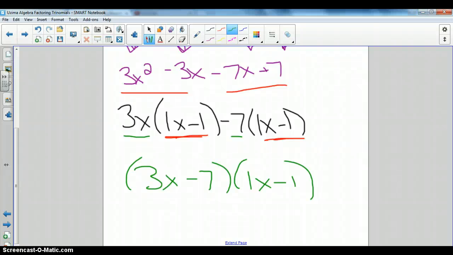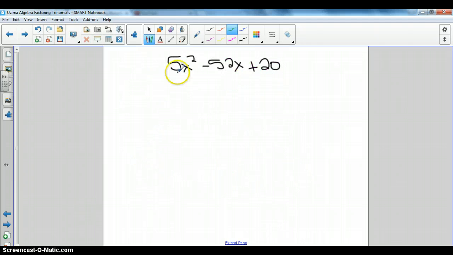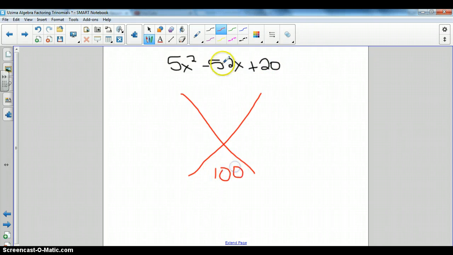Okay, so I ran out of time before, so this is the last part of the video doing the factoring for the last two polynomials. So we're going to make our x. Remember, do our a times our c, which is going to be 100. Bring down your b, negative 52. So I need to find two numbers that multiply to 100, but they add to negative 52.